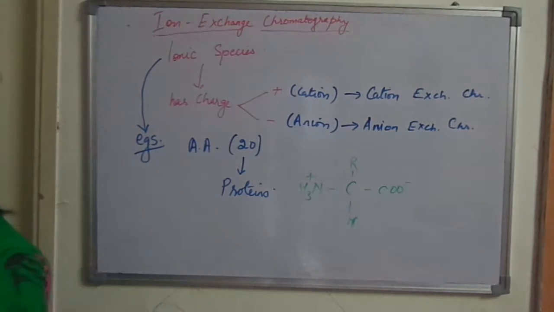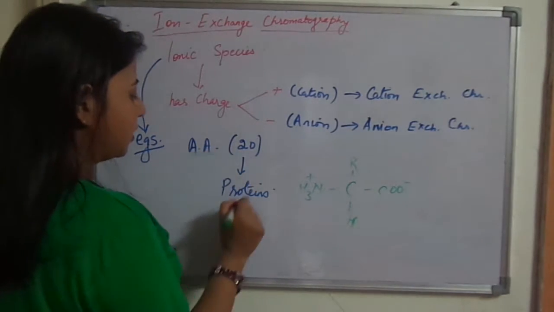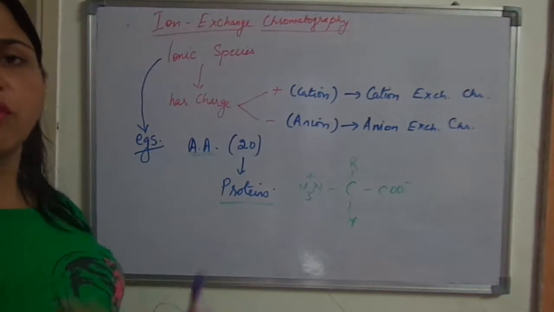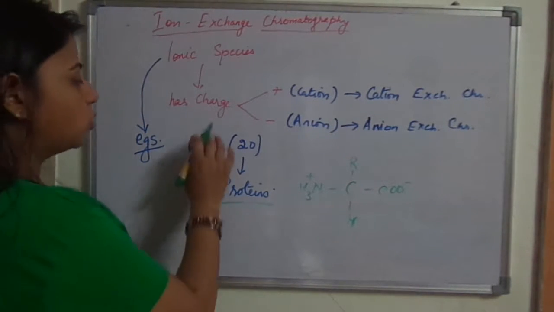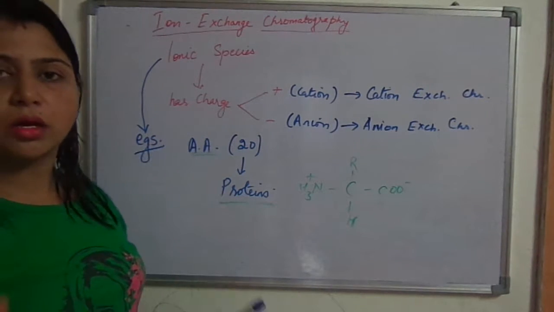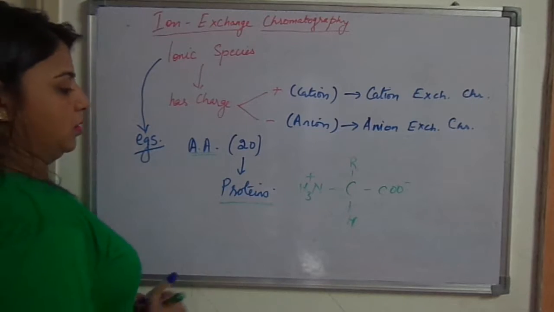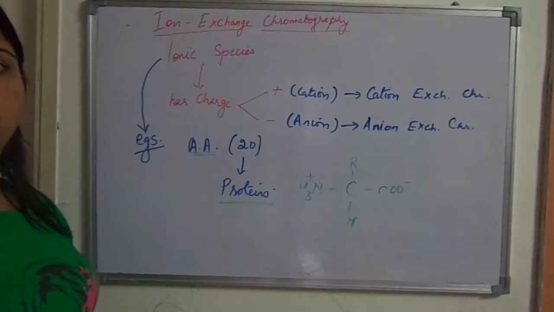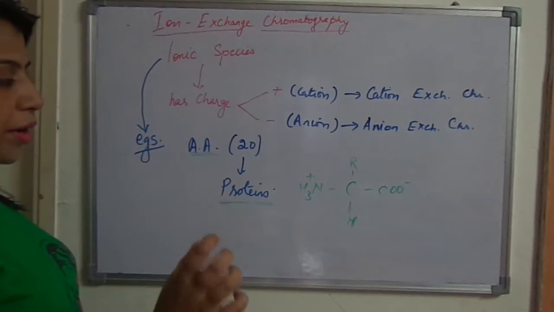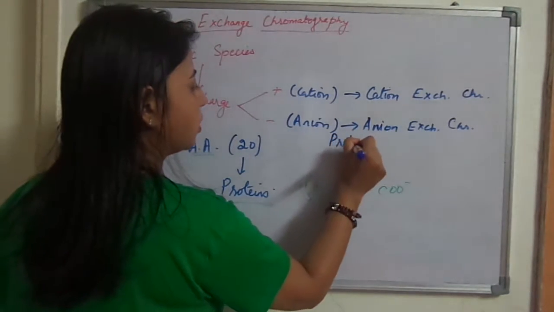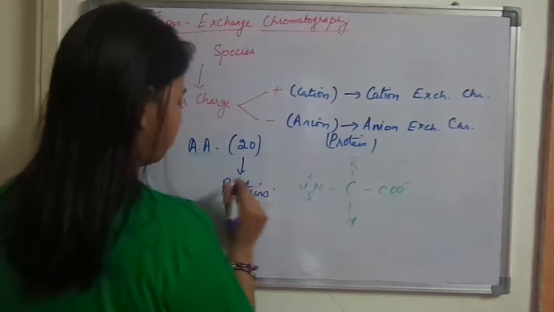Right? Now each and every protein is made up of hundreds of amino acids. And due to these hundreds of amino acids, every protein has a particular charge on itself, right? The charge can be positive and it can be negative. But there is a particular point on a protein. This is a protein.